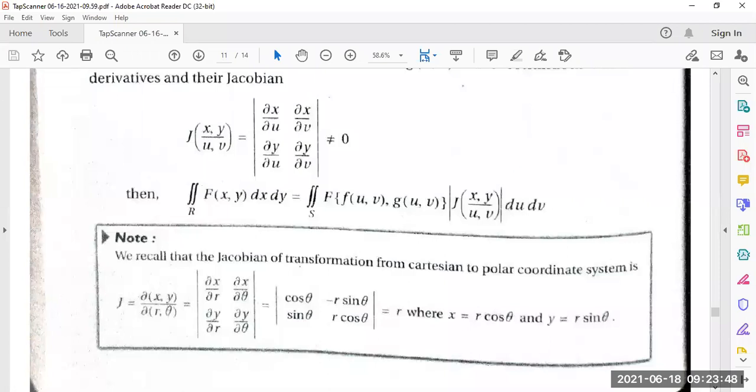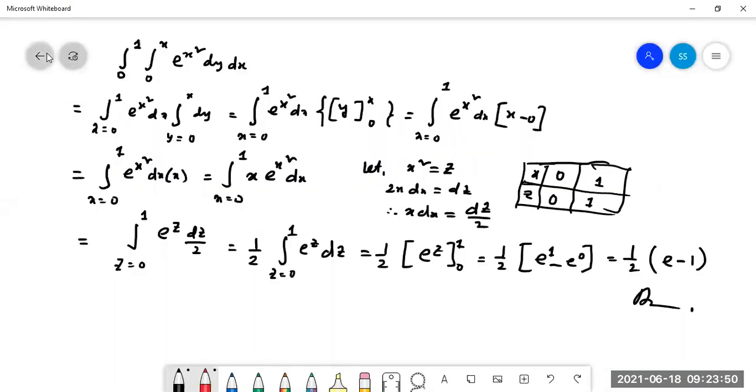I think you people have not understood this one. Yes, sir. Okay, I will go over it.